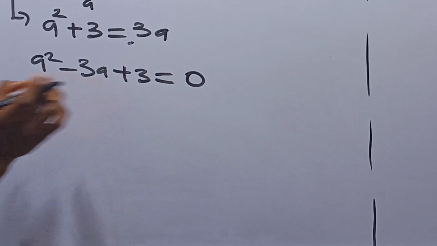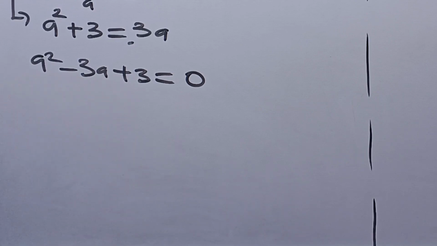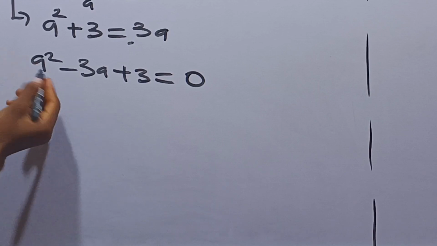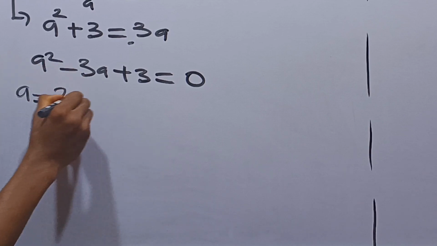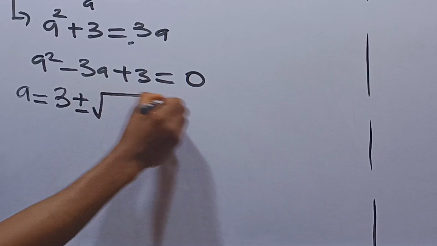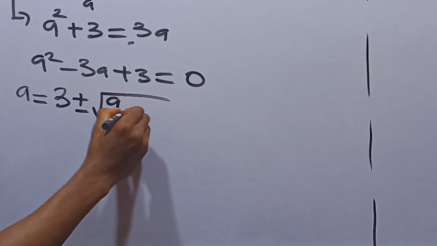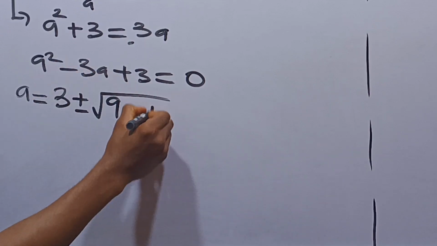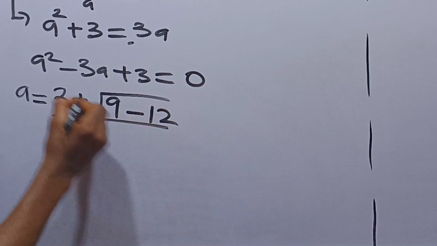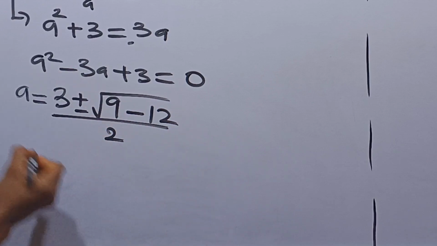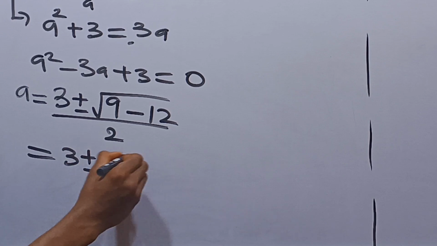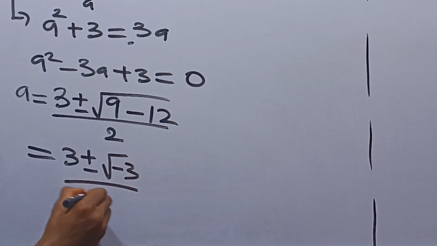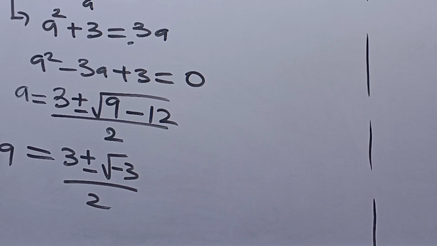Now to solve this quadratic equation, we're going to use the quadratic formula. The quadratic formula states that a is equal to minus of minus 3, which is 3, plus or minus square root of minus 3 squared, which is 9, minus 4 times 3 times 1, which is 12, all over 2 times 1, which is 2. Now this becomes equal to 3 plus or minus root of negative 3 all over 2. So these are the values for a.